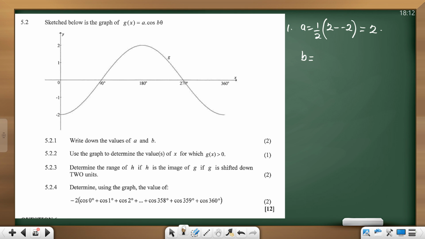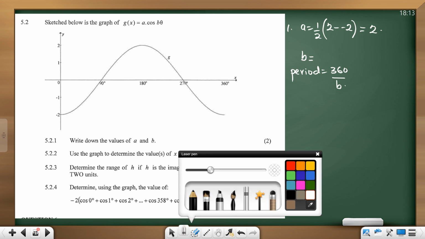Okay, here. I said period. It's a cos graph, right? The period will be 360 over B. Are you sure? That's what we're looking for. We're looking for the value of B.